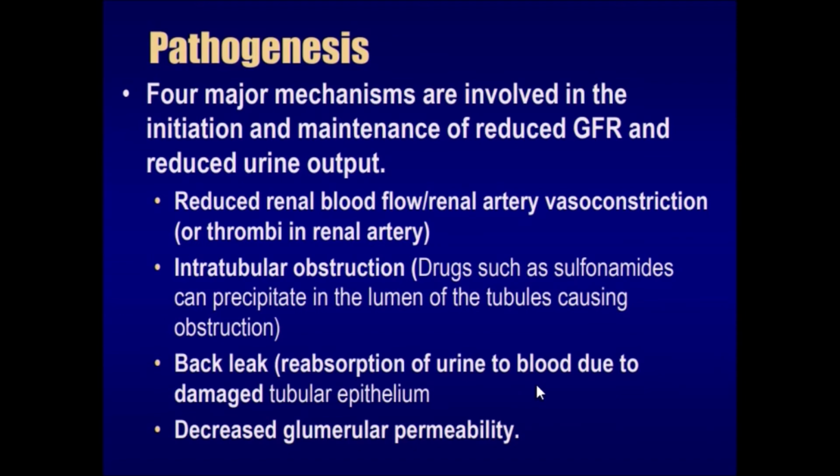Number second is the intratubular obstruction. Intratubular, as the name indicates, there could be obstruction by some foreign materials such as drugs, such as sulfonamides, that can precipitate in the lumen of the tubules and thus cause the obstruction. And number third is the back leak. Back leak is the reabsorption of the urine into the blood due to damaged tubular epithelium. It could also cause the pathogenesis. And the number fourth is the decreased glomerular permeability.